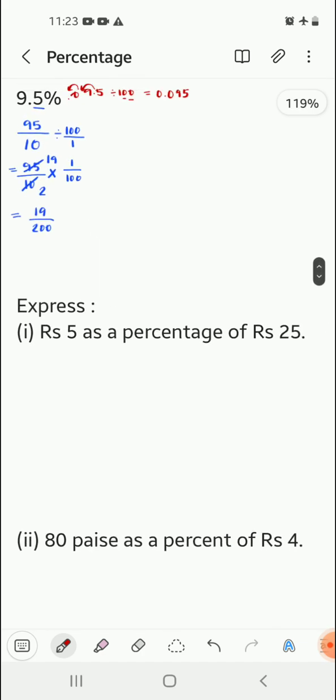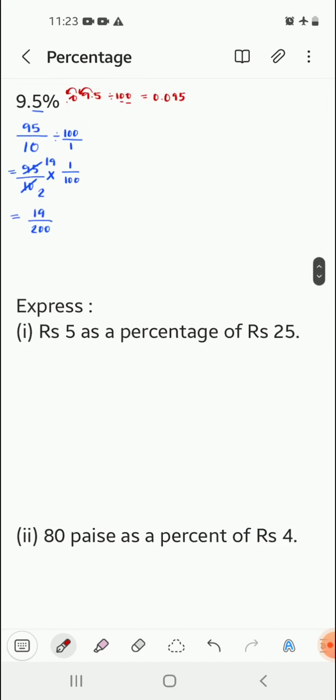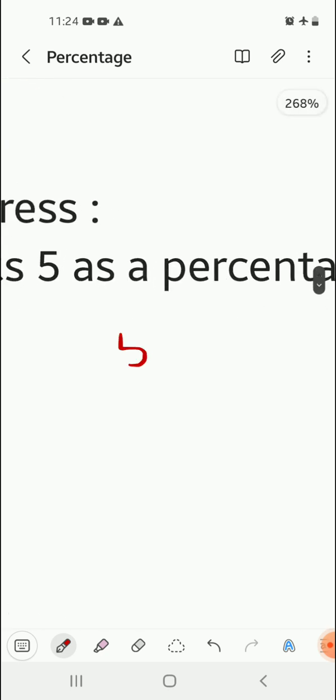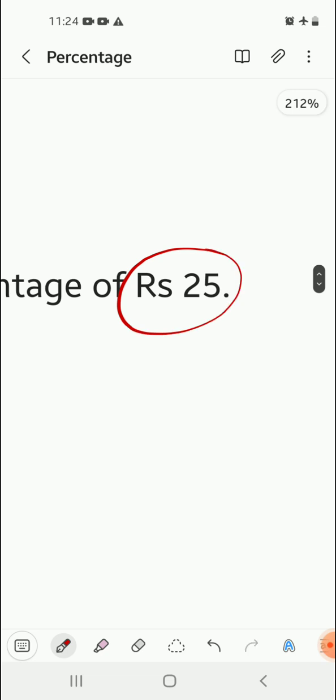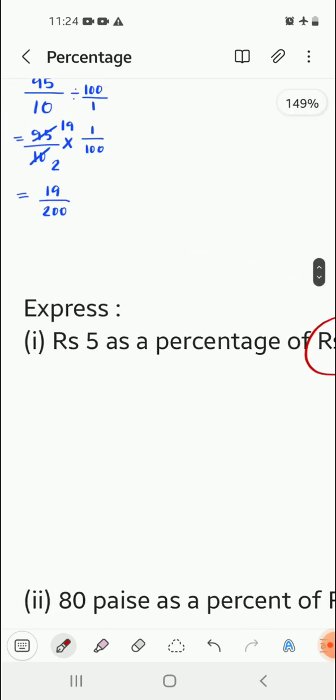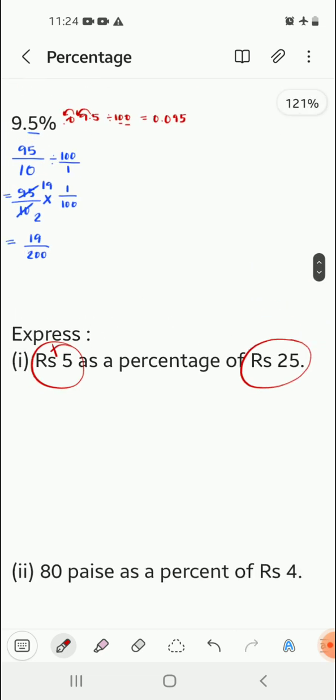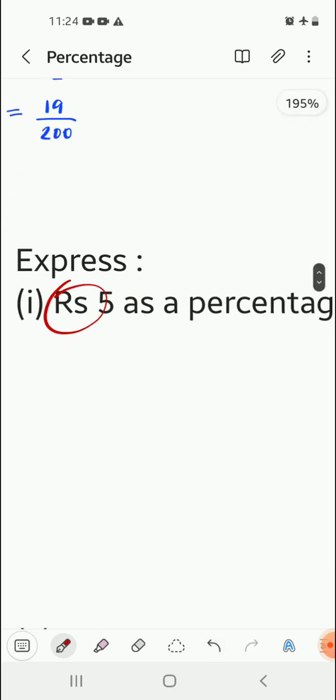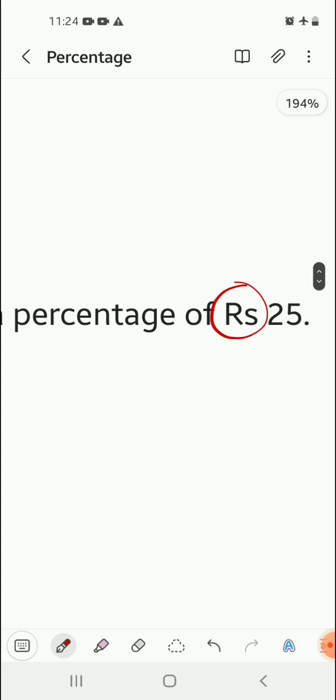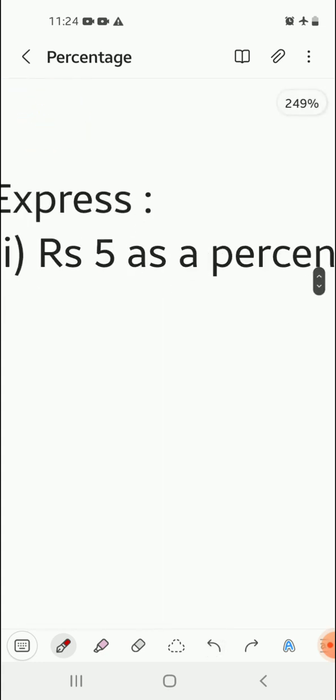Now express rupees 5 as a percentage of 25. So there is rupees 5. We know that 1 rupee means 100 paisa, and over here it's given rupees 5. So both over here are given in rupees. So there is no confusion. If one of them were given in rupees and another in paise, that time we had to convert it into one unit only. That is why it's important to check. Over here, we check that both are expressed in rupees form, so nothing to convert.